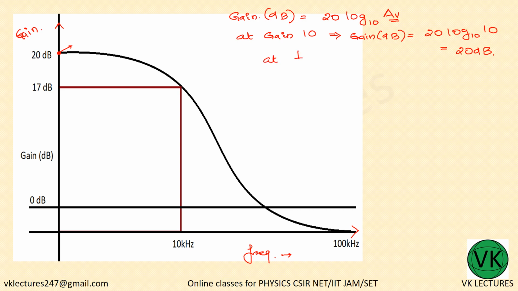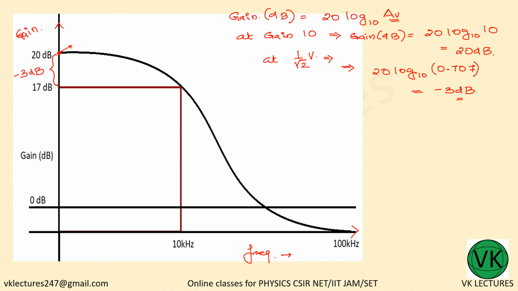Now at 1 by root 2 times the voltage gain, let us see what is the gain in decibel. That is 20 log 10 of 0.707. This value is equal to minus 3 decibel. That means when the gain is 1 by root 2 times, the gain in decibel is minus 3. That means there is a reduction in gain of 3 decibel.